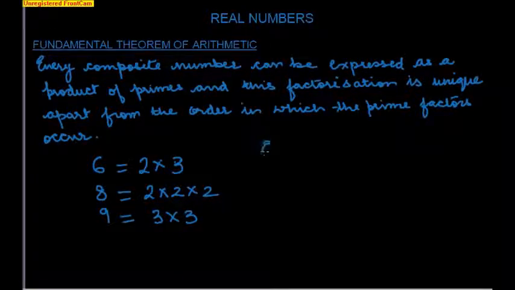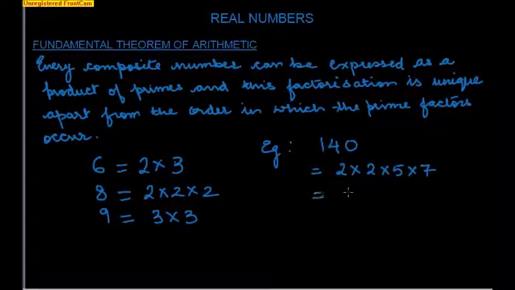Let me take an example: I have to express 140 as the product of its primes. We know that the prime factors of 140 are 2 into 2 into 5 into 7. I can write it in the form of exponents, which is 2 square into 5 into 7. Let me take another example.